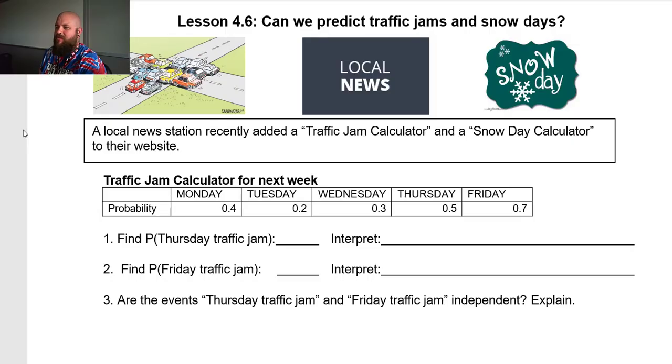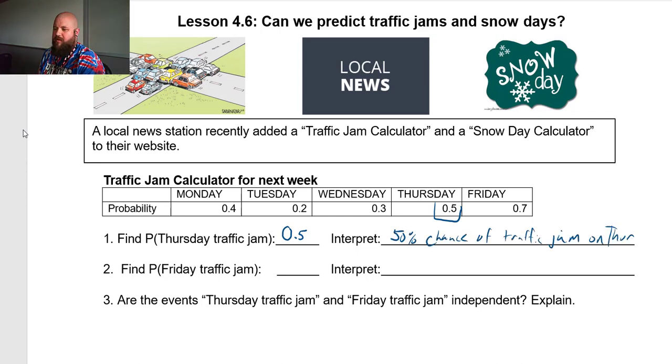All right, can we predict traffic jams and snow days? A local news station recently added a traffic jam calculator and a snow day calculator to their website. The traffic jam calculator for the next week gave that data right there. The first question wants us to find the probability of a Thursday traffic jam and interpret. Well, it already gives us the probability for Thursday, this value right here. So the probability for a Thursday traffic jam is 0.5. For interpreting, it's a 50% chance that a traffic jam will happen on Thursday.